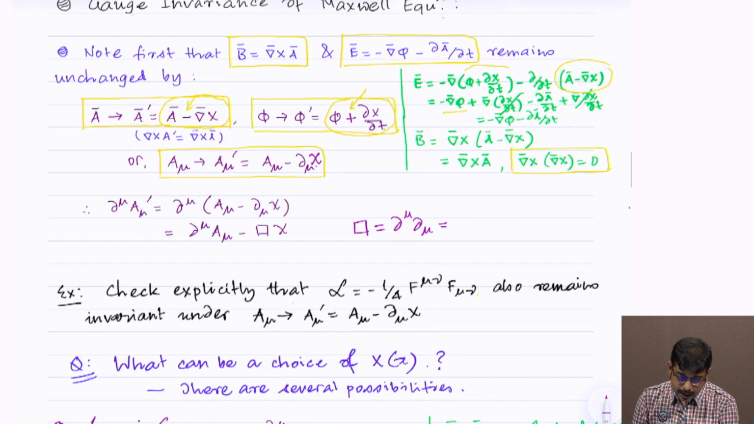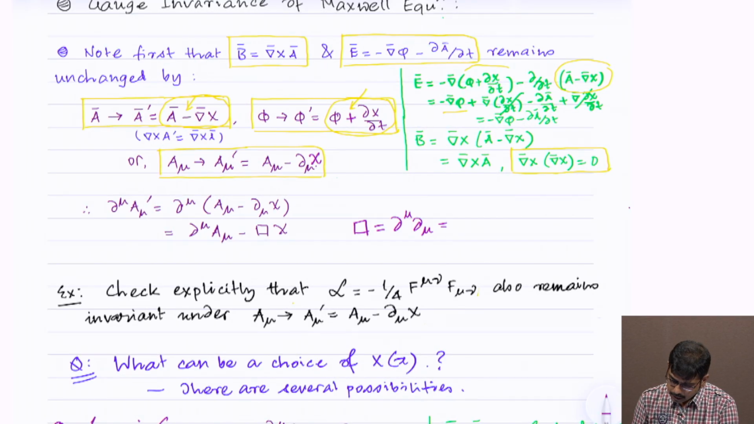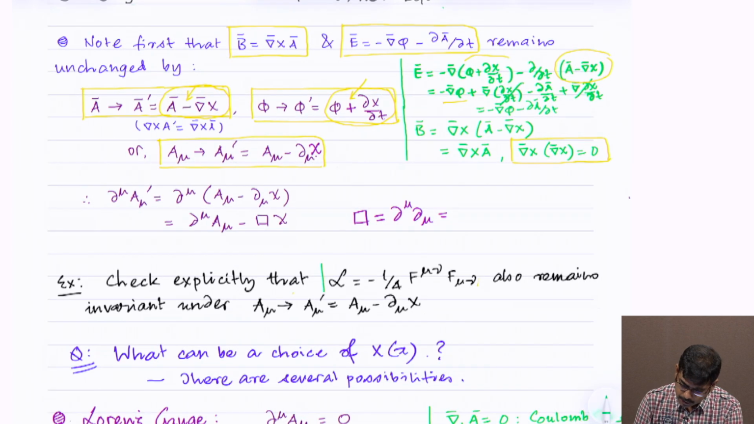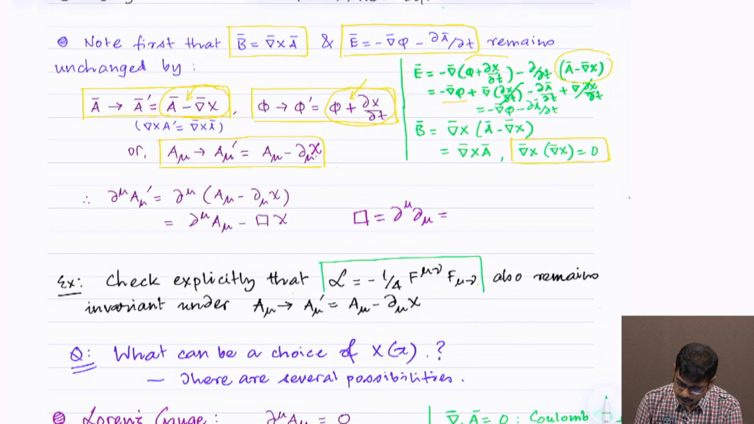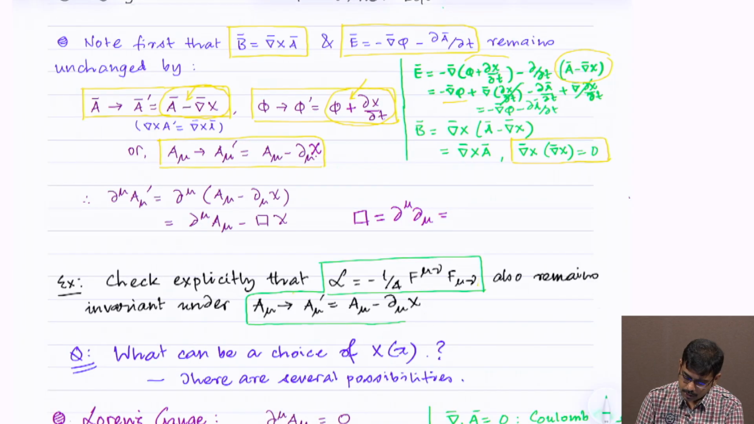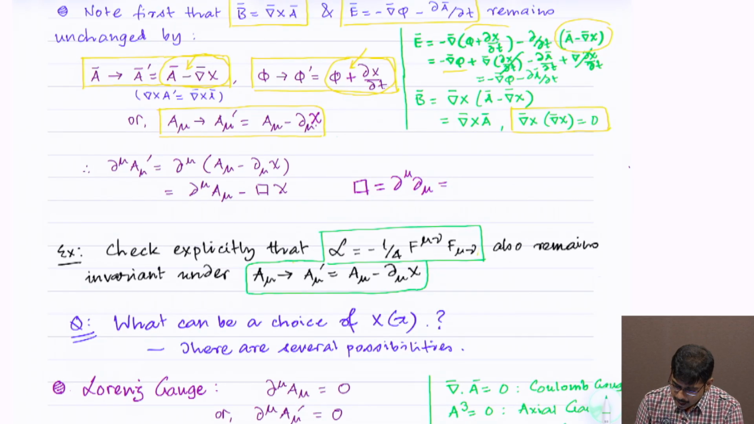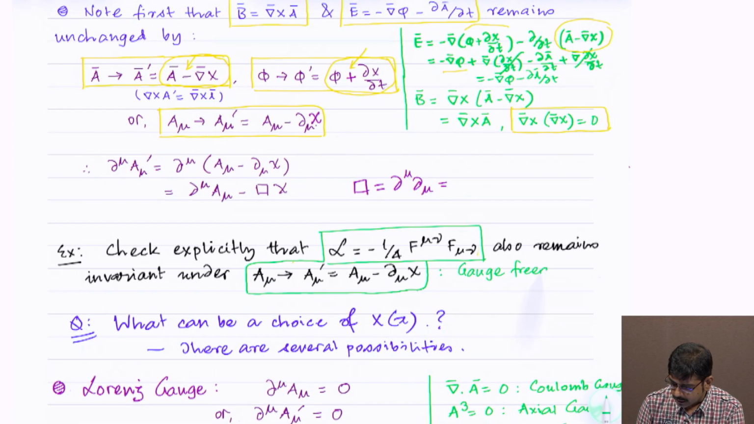In Cartesian coordinates, it is ∂²/∂t² minus ∂²/∂x² minus ∂²/∂y² minus ∂²/∂z². Now, I would also like you to check that this Lagrangian, which we actually wrote as minus 1/4 F_μν F^μν, remains invariant under this transformation that A^μ goes to A'^μ equal to A^μ minus ∂^μ χ. This is a very important exercise, and I am leaving it for you to do, and this is one of the gauge principles, gauge freedoms of the electromagnetic Lagrangian.